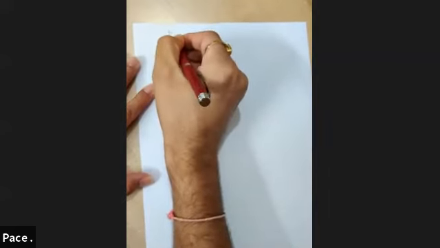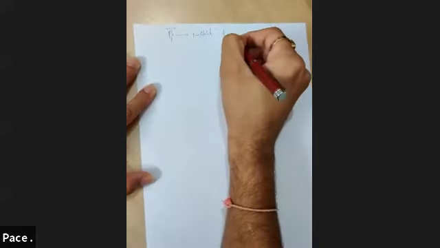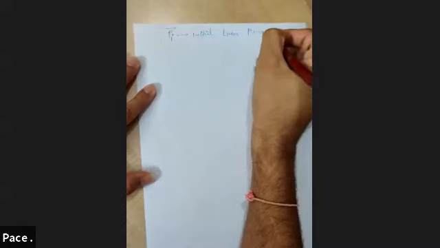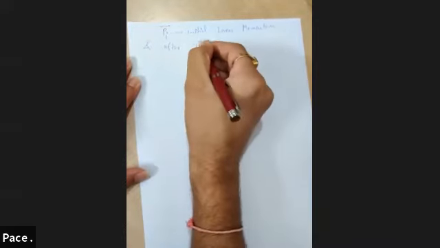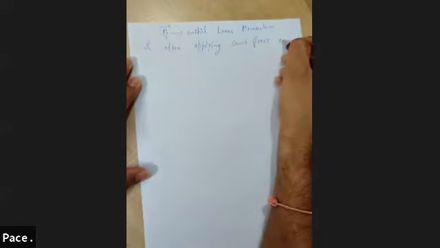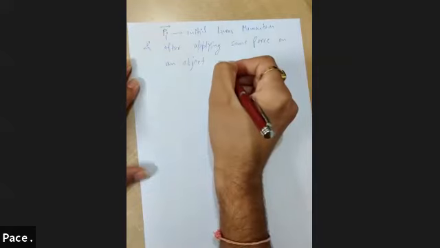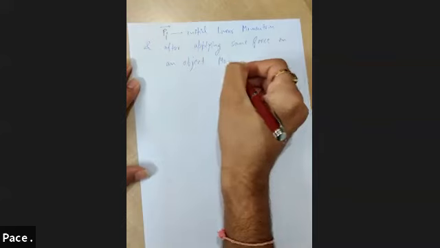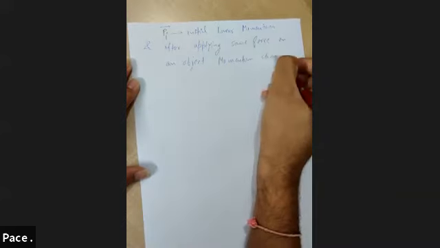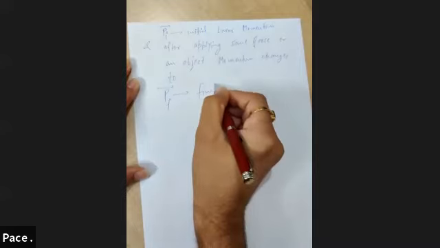Let's say Pi is the initial linear momentum, and after applying some force on an object, the momentum changes to Pf, which is the final linear momentum.